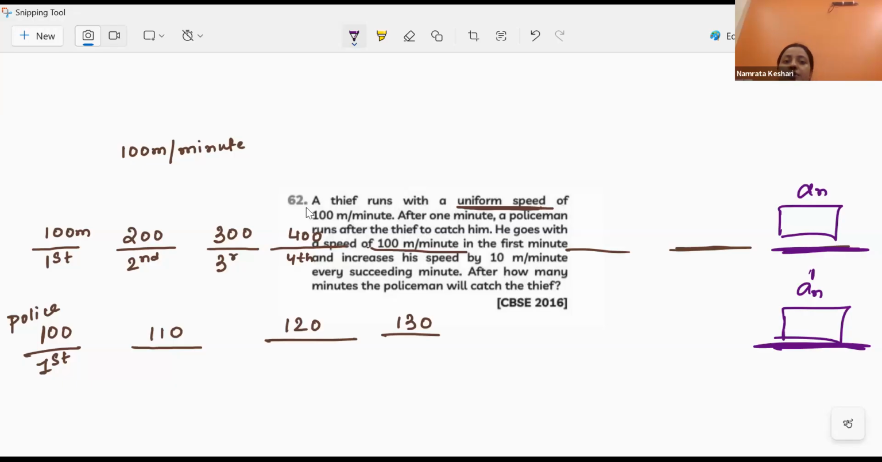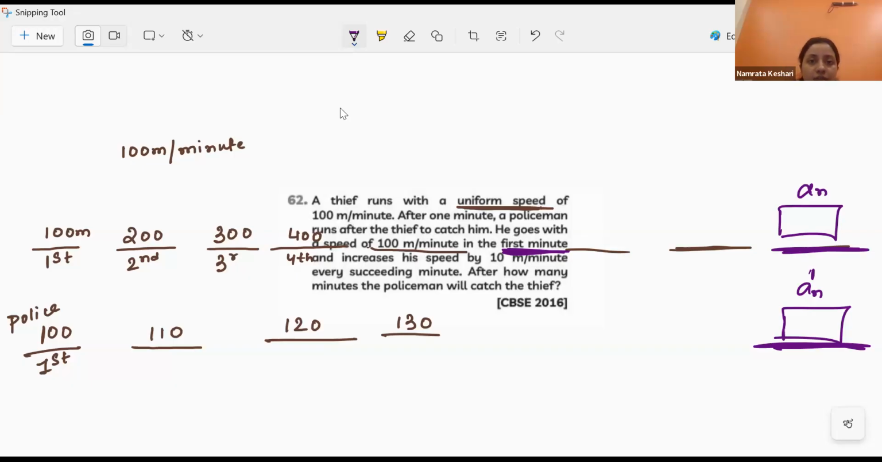And the policeman is running behind the thief, and for the first time the policeman is taking the speed 100 meter per minute. In the first minute, you can see clearly here it is written, in the first minute the speed is 100 meter per minute, and then the speed is increasing by 10 meter per minute every succeeding minute. So the next minute 10 more, next minute 10 more, next minute 10 more, next minute 10 more, right?